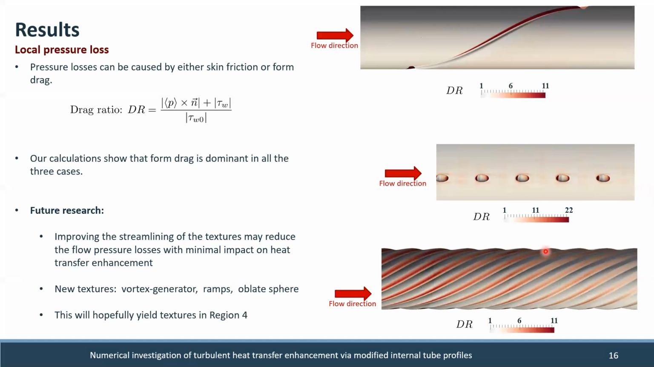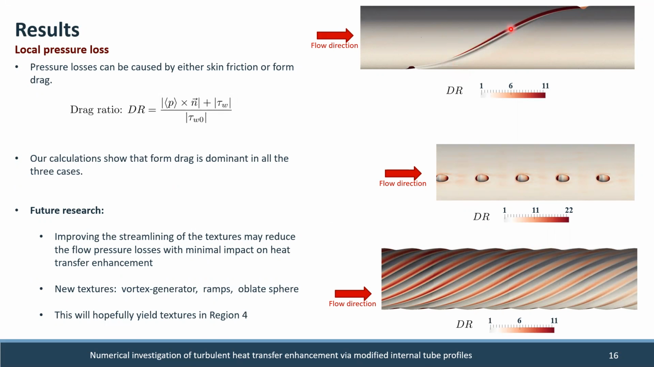Now I want to talk about the pressure loss. The pressure loss can be caused by either skin friction or form drag. We have defined a drag ratio, dr here, which accounts for both of these two. This is for the form drag, and this is for the skin friction. Our calculations show that form drag is dominant in all three cases. These three contours show this dr for all three cases.